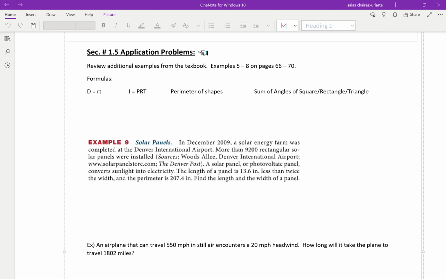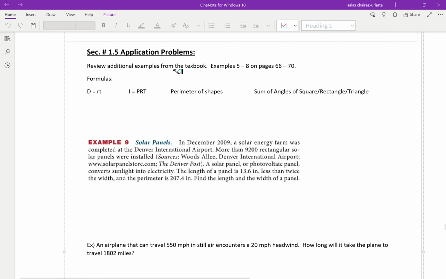I know you all like word problems, so let's try to solve some of them. Think of them as exercise for your brain, because that's kind of what they are. All right. Before we get into these word problems, we're going to need some formulas, some ideas here.